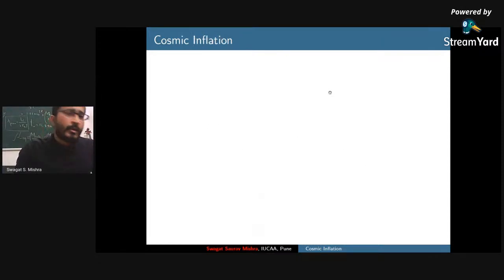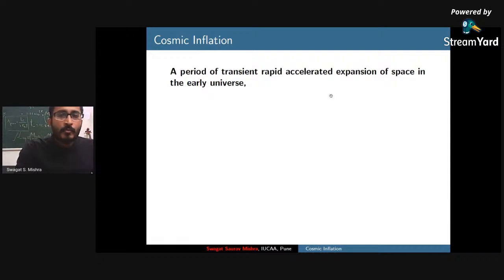Okay. So what is cosmic inflation? It has to be a period of accelerated expansion, which was transient. Means it didn't last forever. It was a short period. Because if it lasts forever, then we'll not see today's universe. It'll all be accelerating. We don't see that.